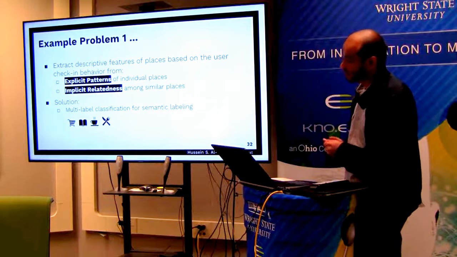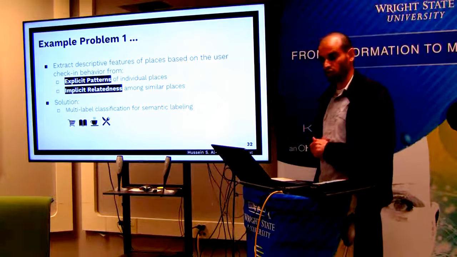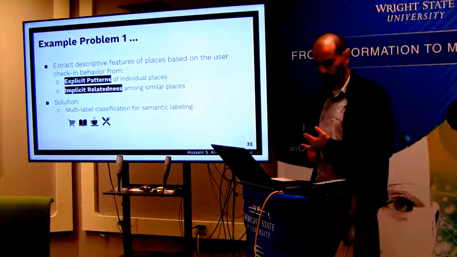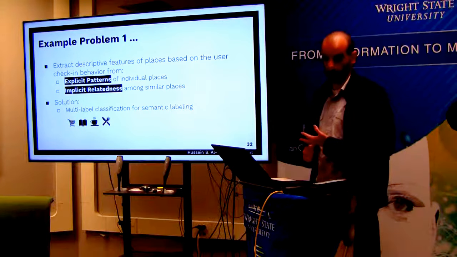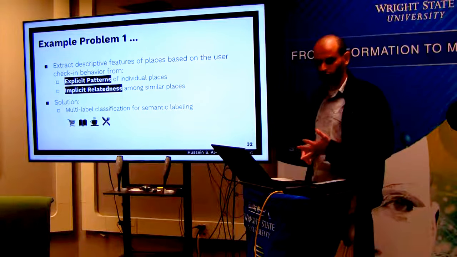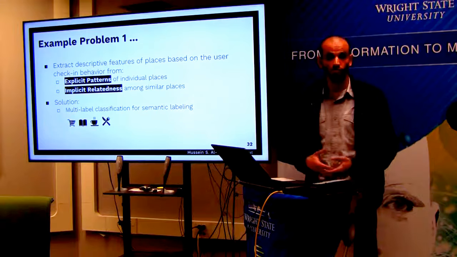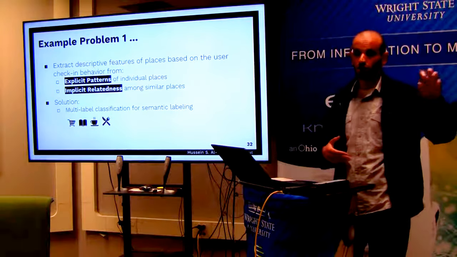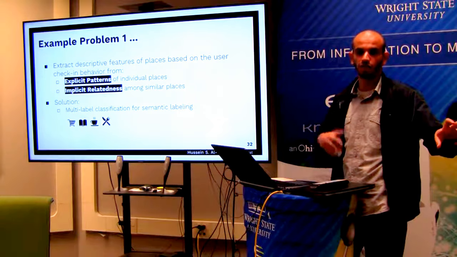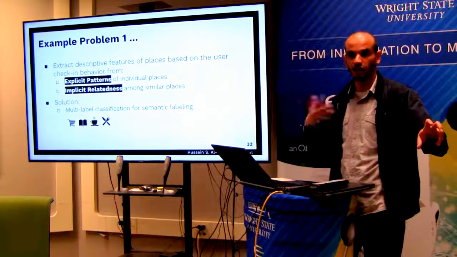What they did in their paper is they extracted descriptive features of places based on the user check-in behavior, from explicit patterns of individual places and the implicit relatedness among similar places. I will talk about those things and what they mean. The solution for that is to use multi-label classification for semantic labeling. So at the end of the day, I will be able to say that this location that I don't know anything about might be a restaurant, based on the check-in behavior of users for other ones that I know about.